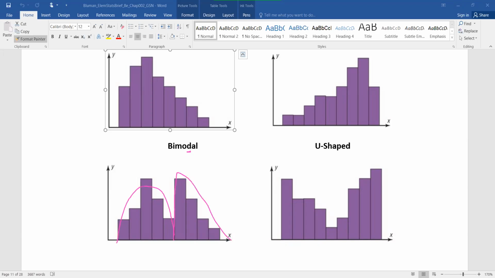Okay, but a U shape has two high ends and it makes a U. Where this one has a peak and then it has another peak and then it goes down there.